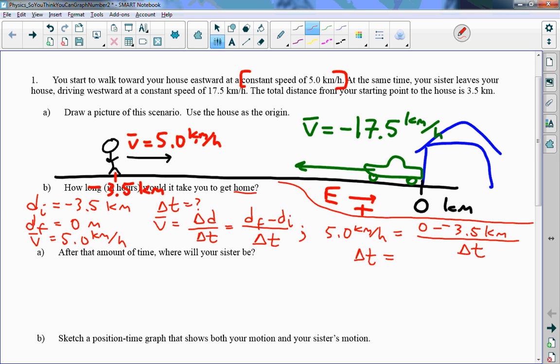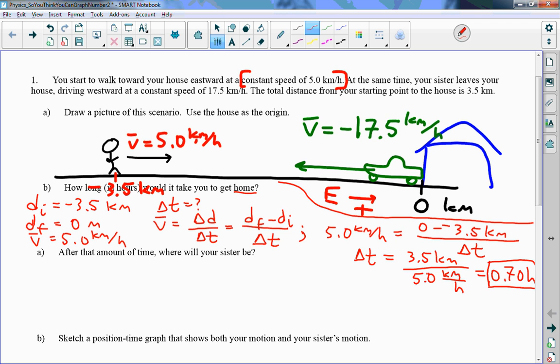Remember, there are a couple of steps when you solve for delta t. It's not just as simple as a multiplication or a division. I need to do the algebra correctly. So I'm going to get a positive answer, which is 3.5 kilometers over 5.0 kilometers per hour, which gets me 0.70 hours. It should be less than 1, because I know that I have less than 5 kilometers to go.